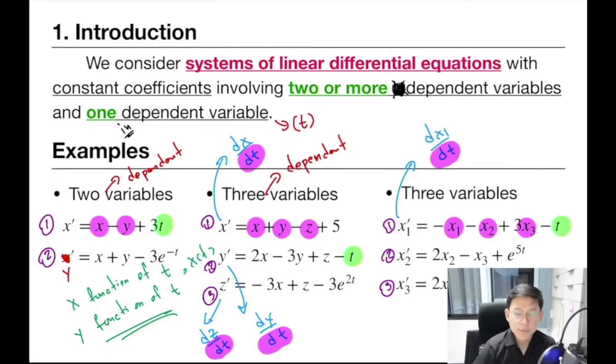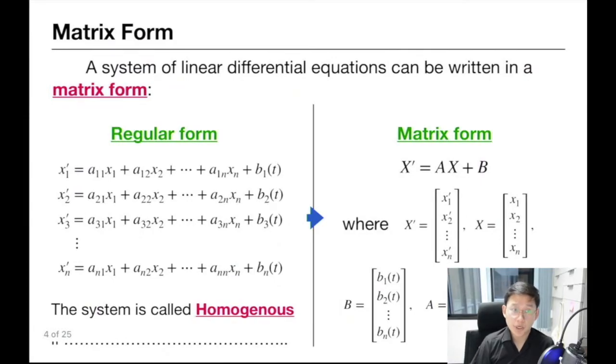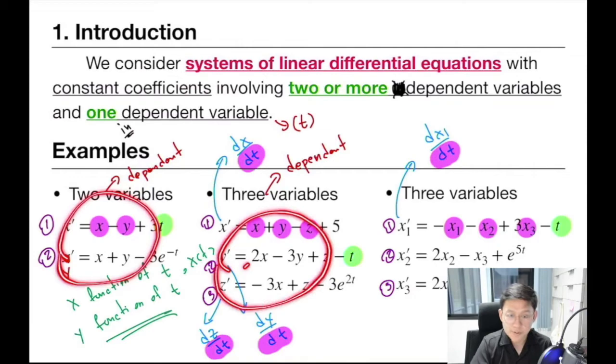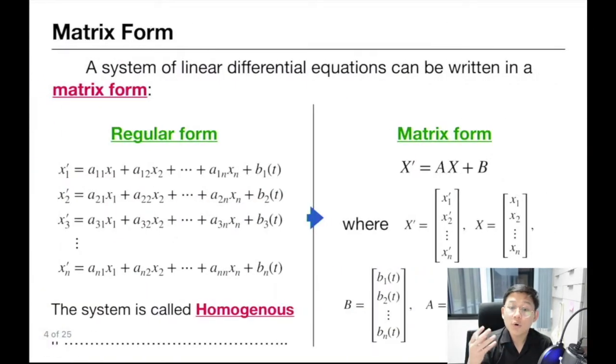Cool? Okay, let's go to the next topic, the matrix form. Guys, when you have systems of differential equations like this, with two variables, three variables, those are systems of differential equations. It is sometimes easier to write those equations down in matrix form. For example, look at the left hand side, the regular form. Here there's no matrix, right?